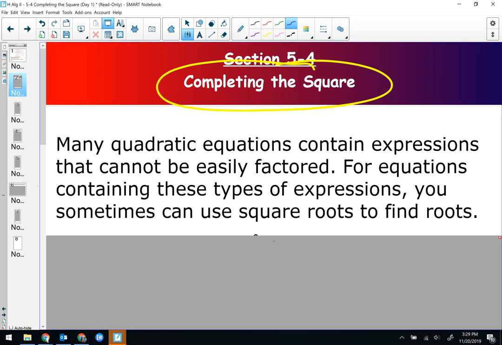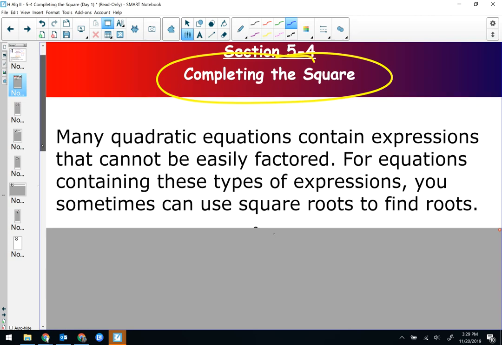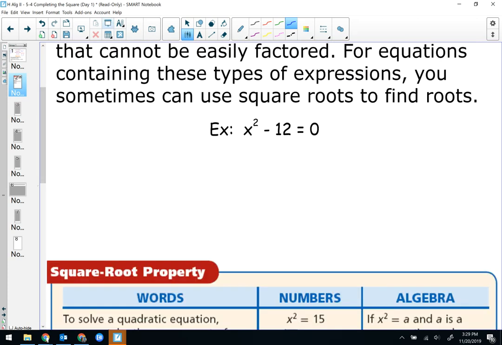Okay, so many quadratic equations contain expressions that cannot easily be factored. For equations containing these types of expressions, you must use what's called completing the square. All right. So take, for example, this. Like, how would I factor that? Well, this is not a perfect square, and this is not, well, I'm sorry, this is a perfect square, but this is not, right? It cannot factor into anything like that. So what can I use, right?